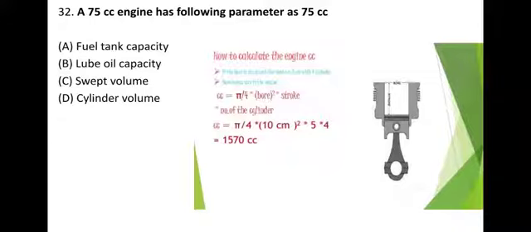Next question. A 75cc engine has the following parameter as 75cc, and the answer is swept volume. If we say the cylinder volume is 75cc, that means its swept volume is 75cc. And how can we calculate it? Its formula is pi by 4 bore square into stroke of the engine.